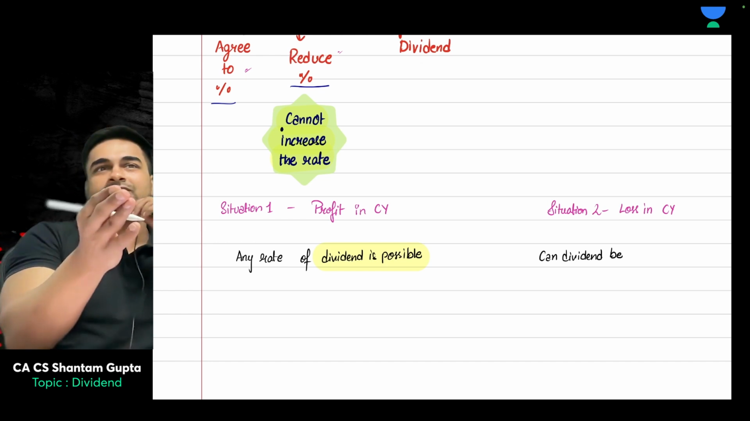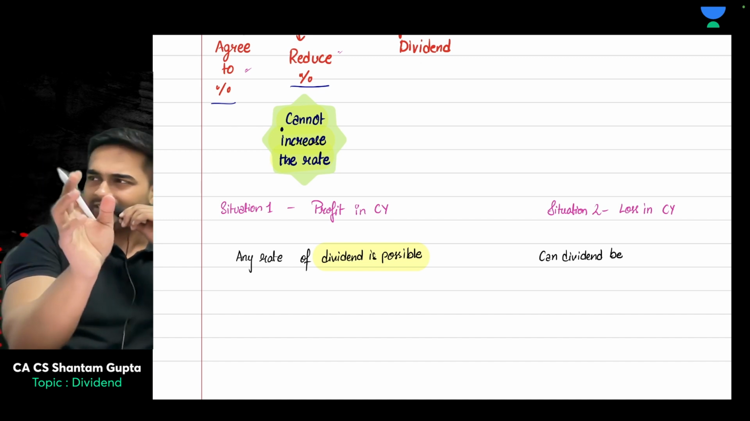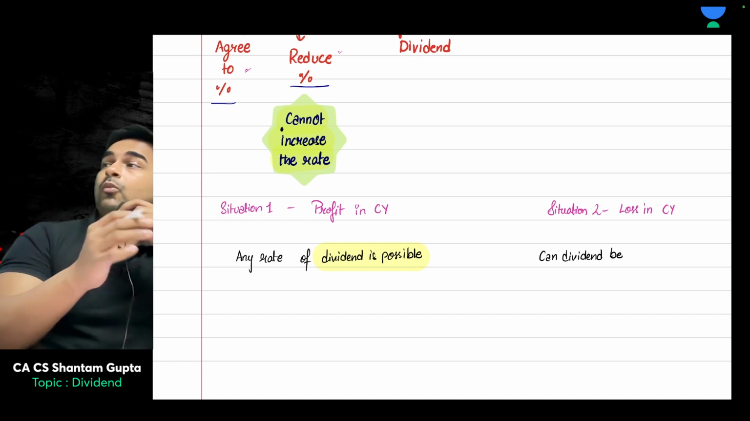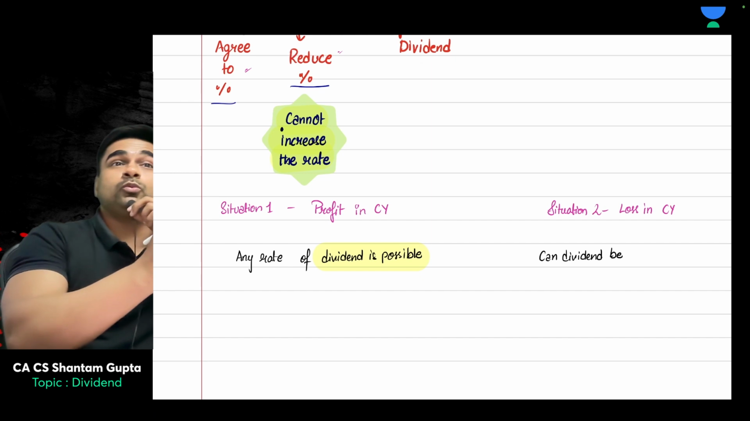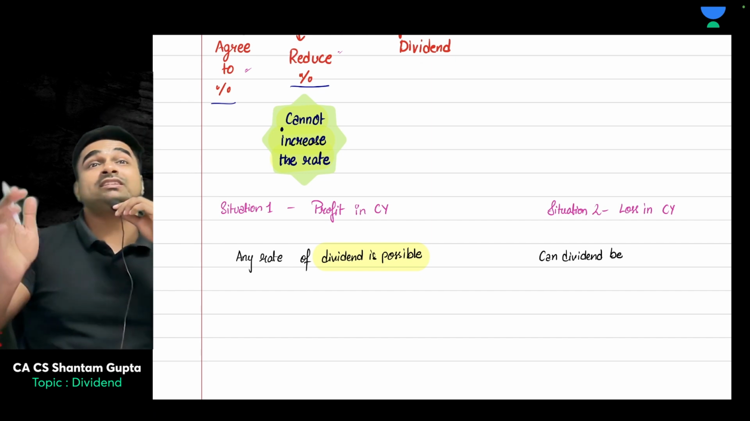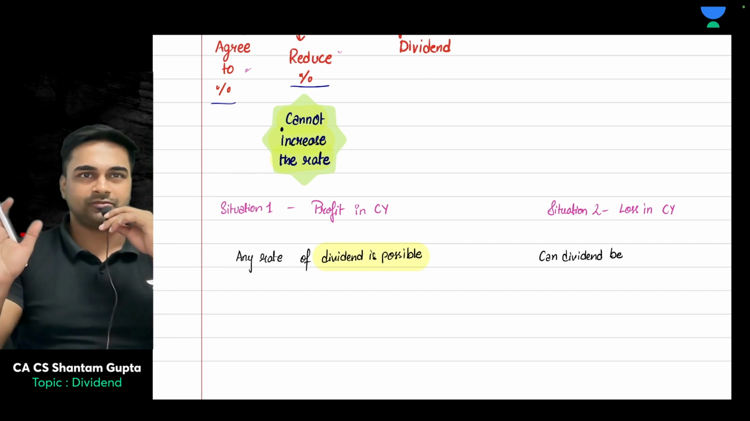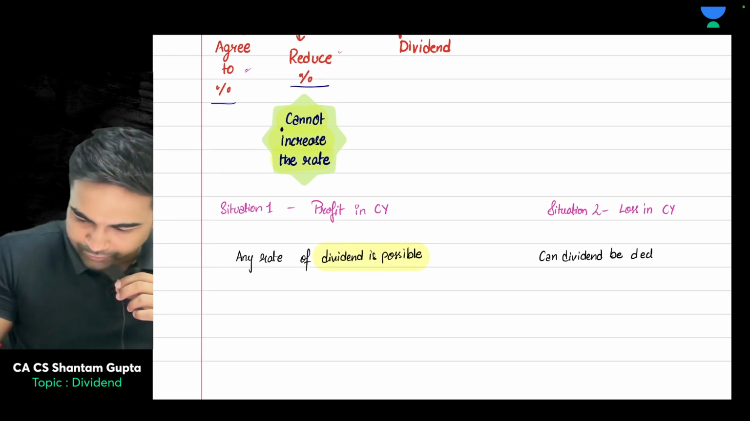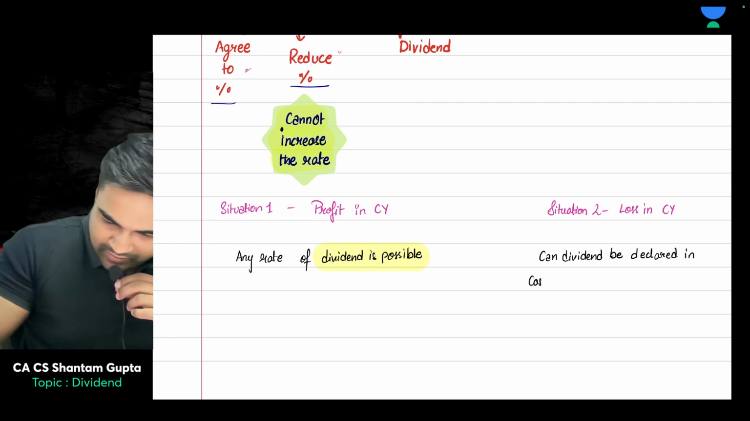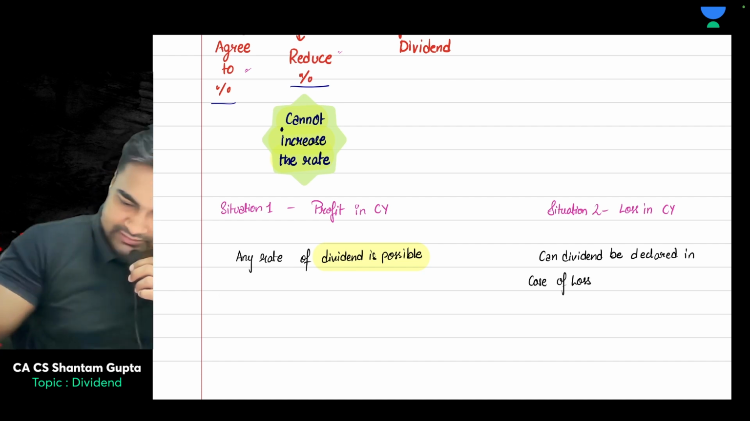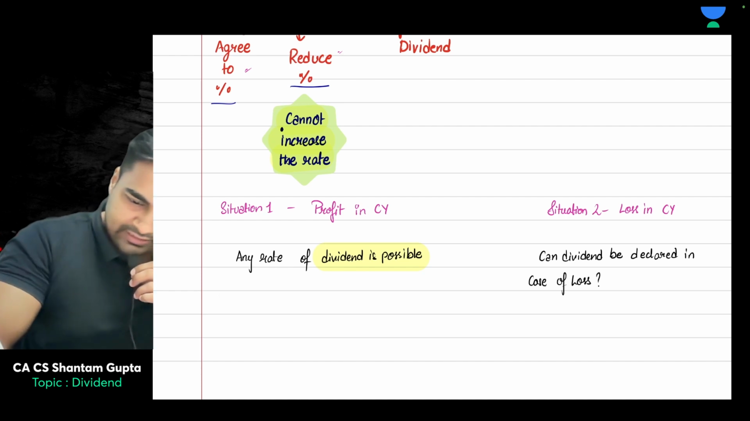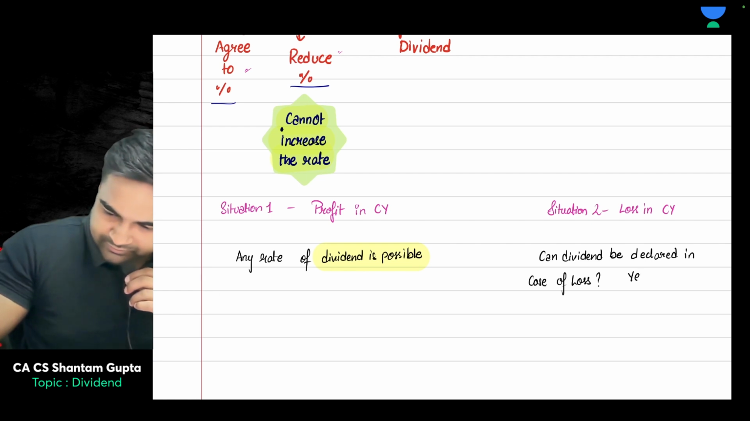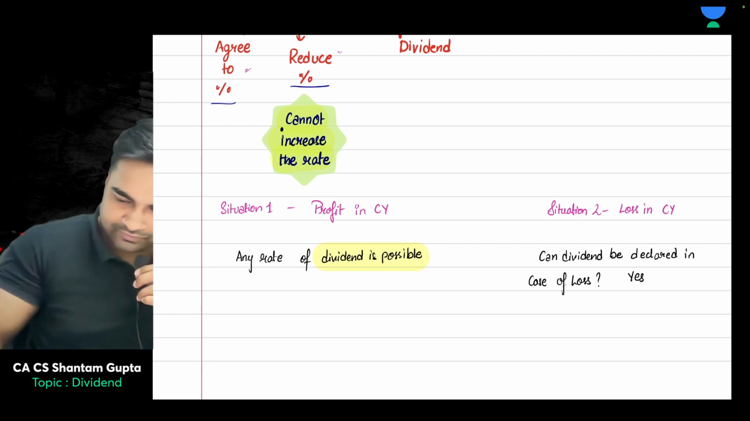From 2000 till today, what has changed? The syllabus? No, it is the same. What has changed is that previously it was presentation, now it is application. So can dividend be declared out of profit in case of loss? The first answer is yes, definitely. Yes, it can be done.